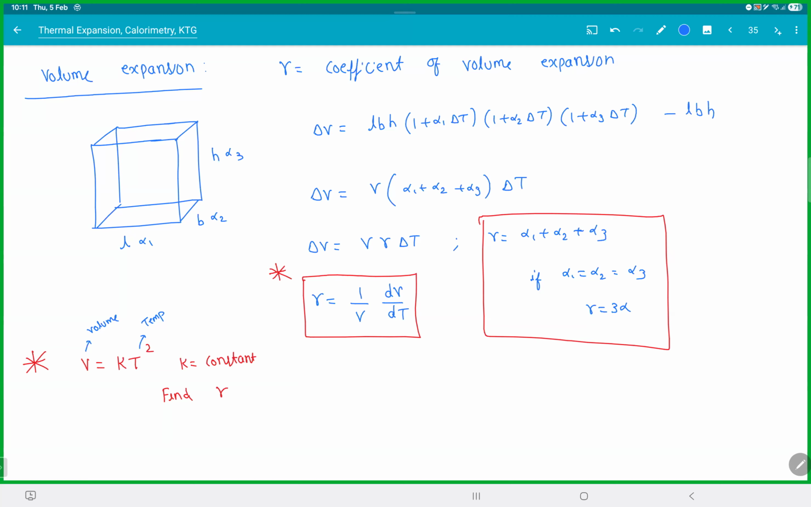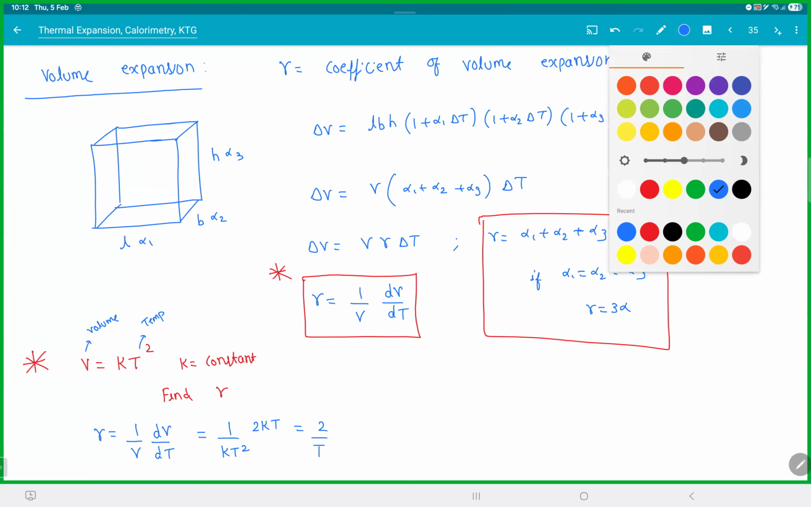Let's see. So direct formula substitution, there's nothing there, differentiate. So gamma is 1 by V dV by dT. So 1 by V is 1 by kT square and dV by dT is 2kT. So it is 2 by T. That's the answer. Options were 1 by T, 2 by T, 3 by T, 4 by T. ऐसा था, चार options.